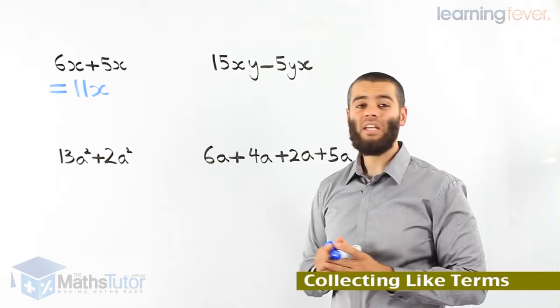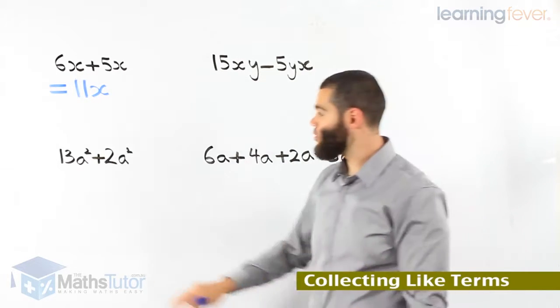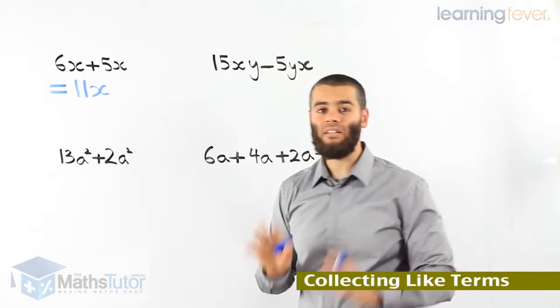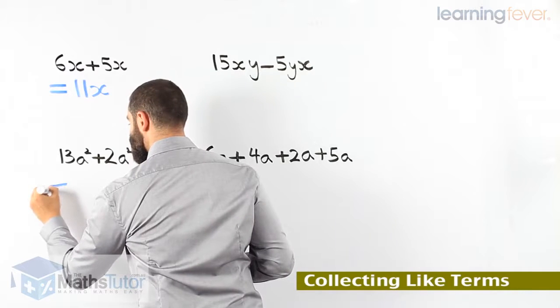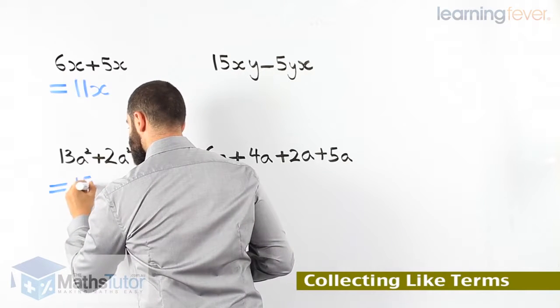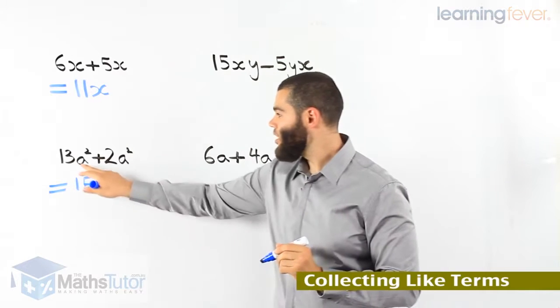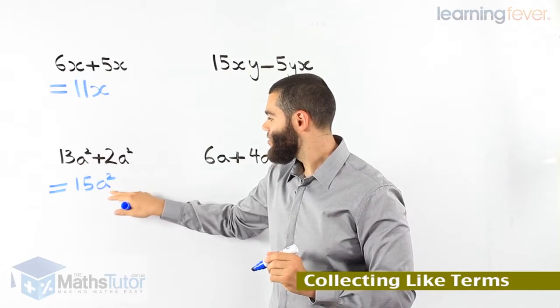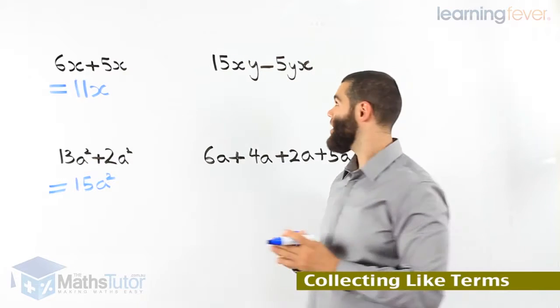Next one, 13a squared plus 2a squared. Well, are the pronumerals the same? a squared, a squared. Yes, they are. They are like terms. 13 plus 2 is 15a squared. So very important, like terms, there they are. 13 plus 2, 15a squared.